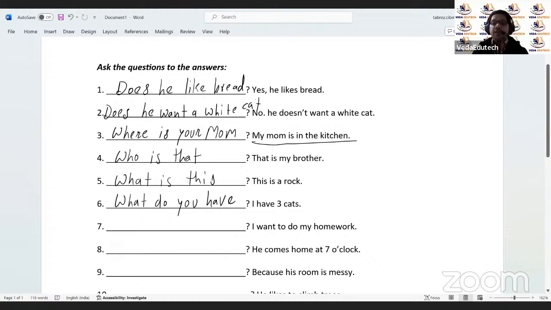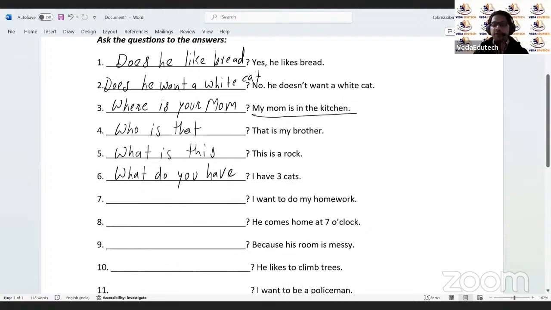लेकिन उसका answer, do you have 3 cats? Yes, I have 3 cats. Then the answer will come like this. Yes, I have 3 cats. Or no, I don't have 3 cats. I don't have cats. So it depends. Okay, it depends. Question depends on the answer. Answer depends on the question.